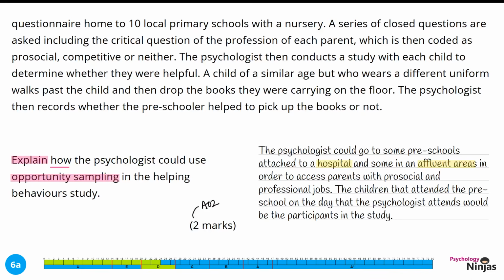We understand that opportunity sampling is about whoever has attended on a given day, and we've put that into context by thinking about this as preschoolers, and so that shows that we've understood beyond what's in the question. We're going to highlight in here that we've got a nursery for our sample.